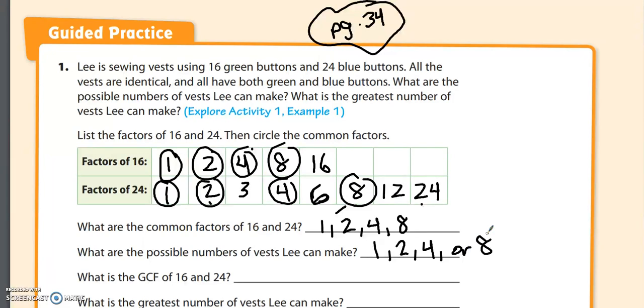The next question reads, what is the greatest common factor of 16 and 24? Well, that's the number circled farthest to the right. It's going to be 8. And what is the greatest number of vests that Leah can make? It's the same question. It's 8. She can make 8 vests. All right, let's go ahead and move on.